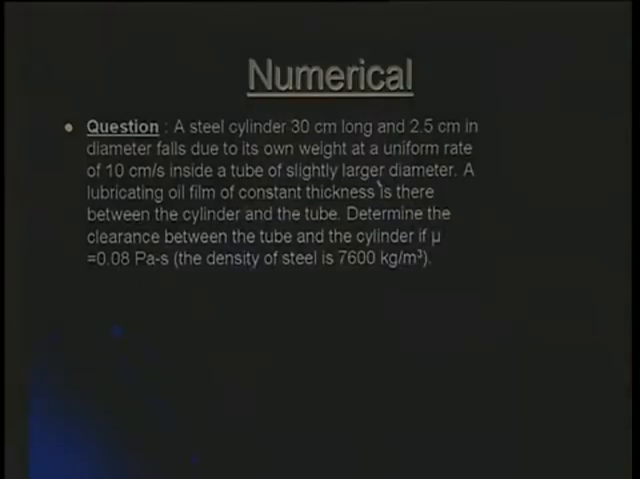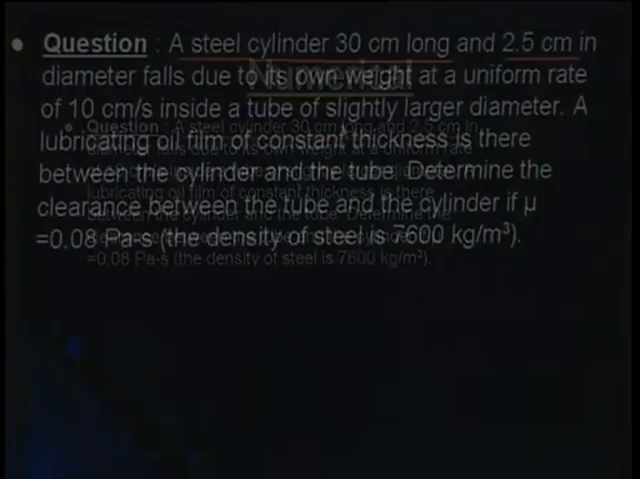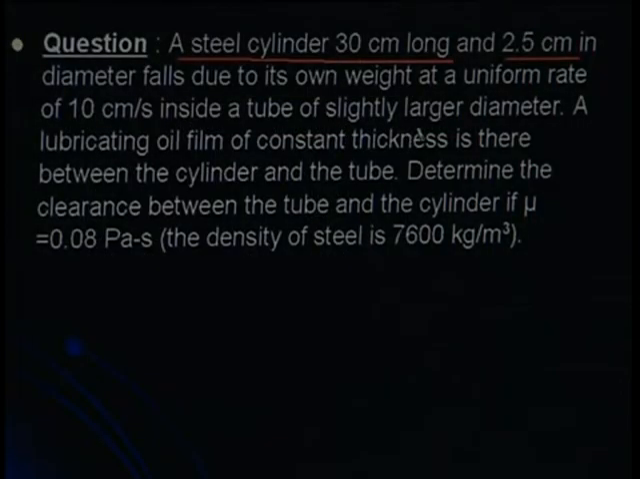Now we have a small numerical based on the theory we have studied in this chapter. We have a simple statement of the numerical: a steel cylinder 30 centimeter long and 2.5 centimeter in diameter falls due to its own weight at a uniform rate of 10 centimeter per second inside a tube of slightly larger diameter. A lubricating oil film of constant thickness is there between the cylinder and the tube.